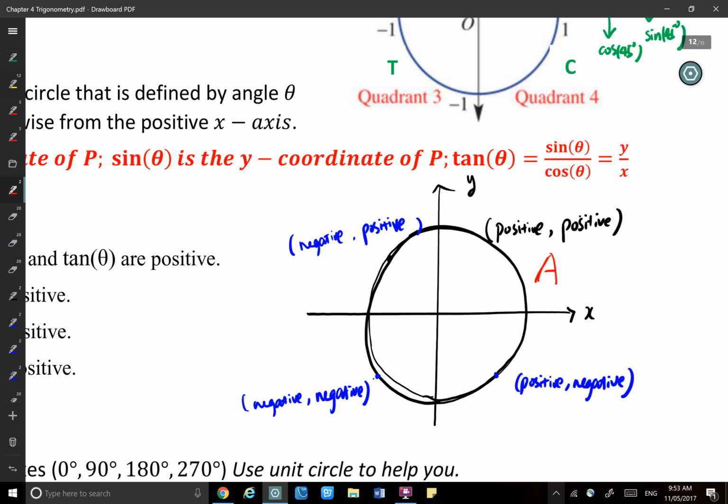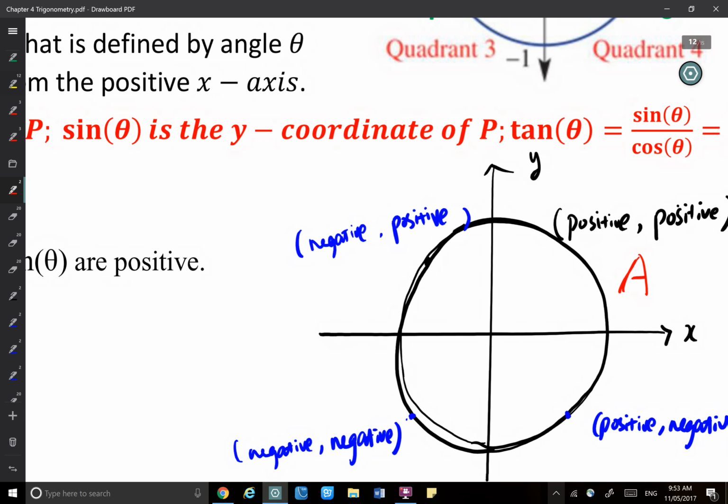Let's think about the second quadrant. Is cosine positive or negative? Is sine positive or negative? Sine is positive. How about tangent? Negative. So only one thing is positive. What is that? Sine. We have S here, which represents that only sine in this quadrant is positive.